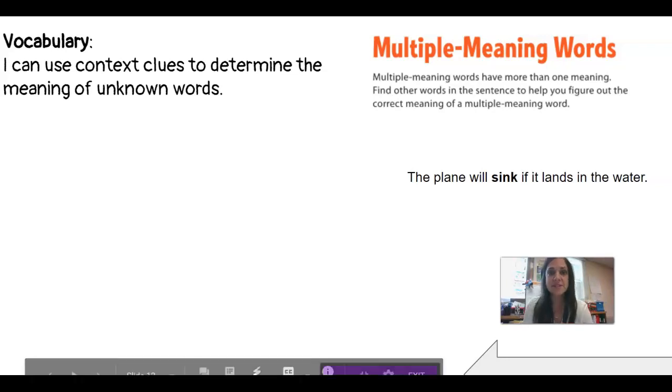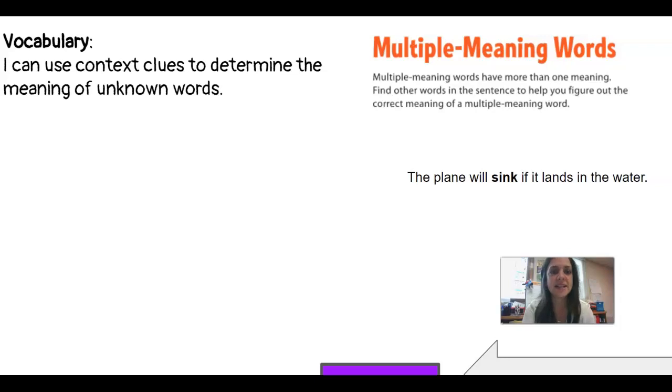Welcome to our next purpose as readers. I can use context clues to determine the meaning of unknown words. This week we're going to look at multiple meaning words, so words that have more than one meaning.